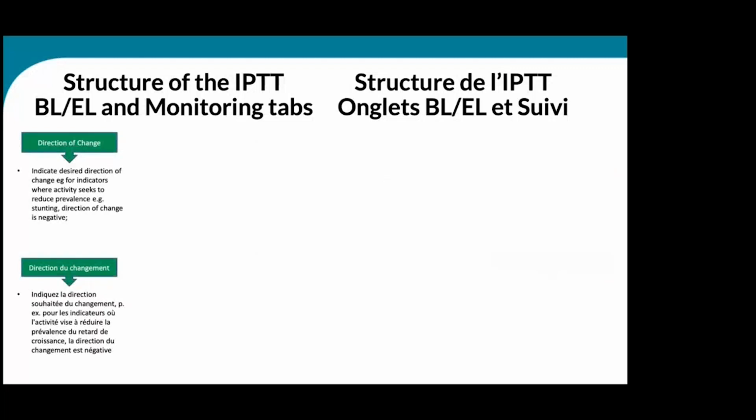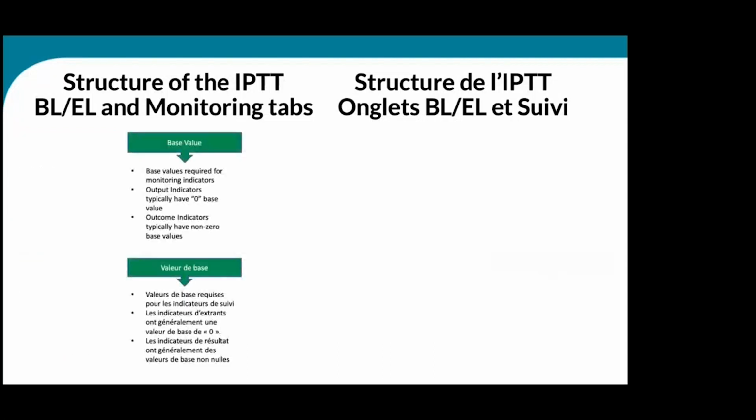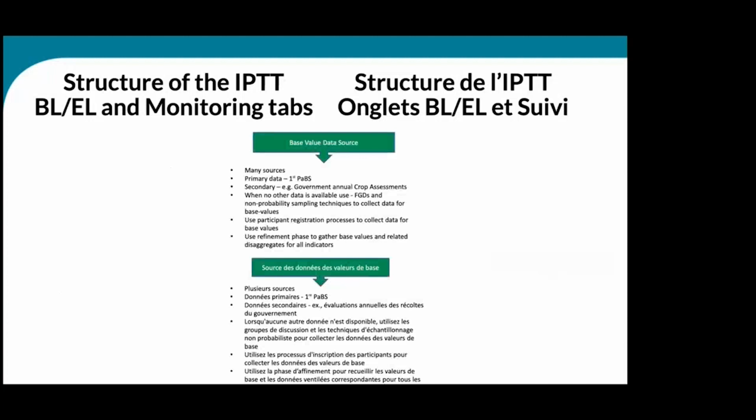The direction of change, so whether you're seeking an increase or a decrease. For instance, for prevalence of stunting, the direction of change would be negative. The base value that's required, so typically for output level indicators, it would be a 0 base value, and outcome indicators would have non-zero base values. And then here is where you would further describe the data sources and the collection.